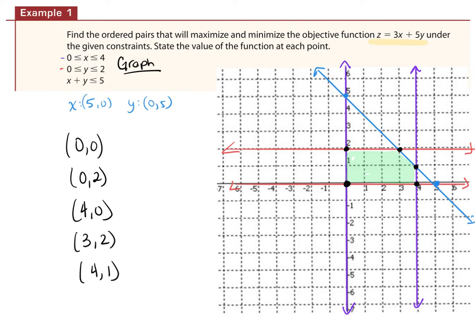Now, on this one, they want me to both maximize and minimize this objective function. So now what I'm going to do is take this function, and I'm going to say 3x plus 5y equals z, some number z that I don't know. And I literally just plug it in. So I take the 0, 0. 3 times 0 plus 5 times 0 equals clearly 0. Plug in my 0, 2. And I'm going to do this for all 5 of these.